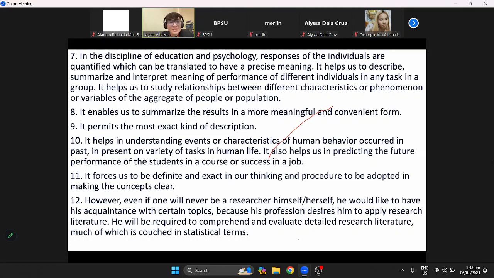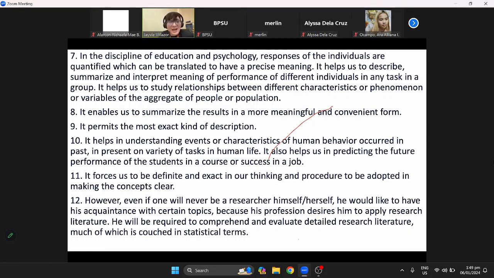Okay? Next is, it permits the most exact kind of description. Okay, ayan. Number one example dito ay yung census. Are you familiar with the census? Yung census, ito yung pupunta sa bahay nyo, tapos may questionnaire sila, may tatanungin sila parang ilan kayo sa bahay, magkano ang income nyo, ilan ang nagtatrabaho sa inyo, ilan ang may sakit, ilan ang may mental health condition, and so on and so forth.